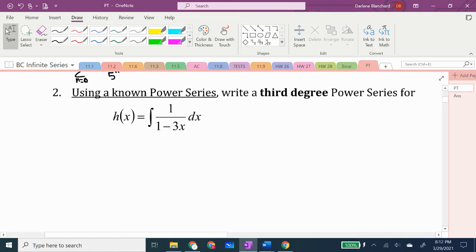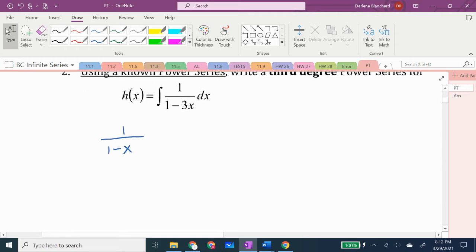Number 2. The only power series that you are dealing with as a known power series is the geometric power series that always starts off with the function 1 over 1 minus x. You want to plan out what you're doing by first doing those things to this function. Then do those exact same steps to your series.